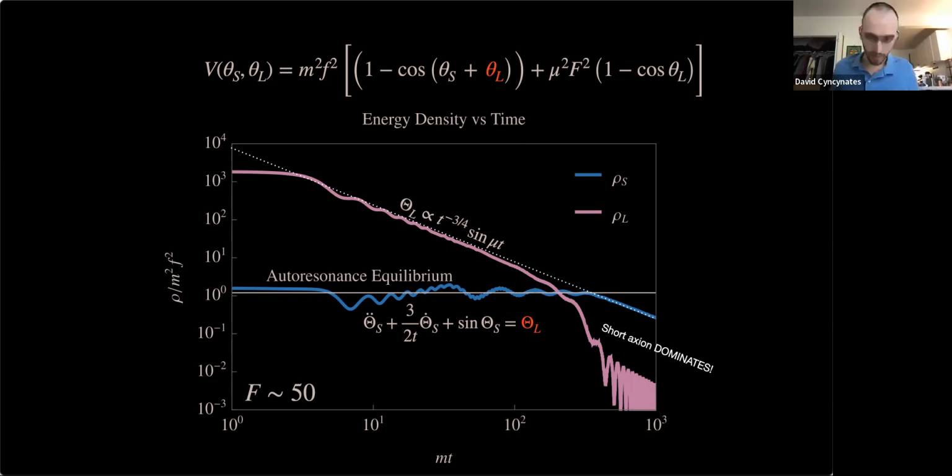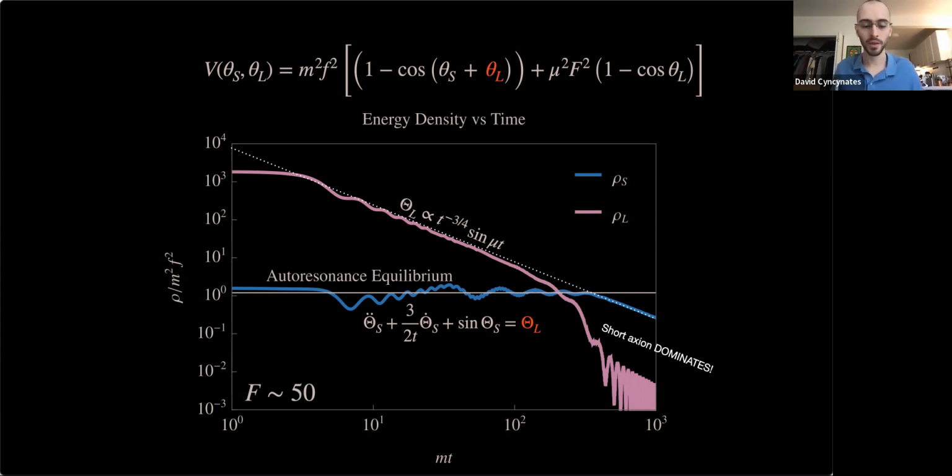This external driving, naively, if we had thought that the short axion was, say, a linear oscillator, would do nothing. The long axion has a mass that's different from the short axion's mass by order 1, so you would not expect any significant energy transfer between these non-resonant axions. But we know that the short axion lives in a potential that's just like a classical pendulum, and a classical pendulum has a frequency that depends on its amplitude.